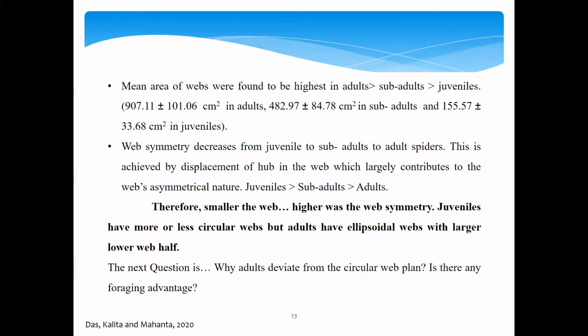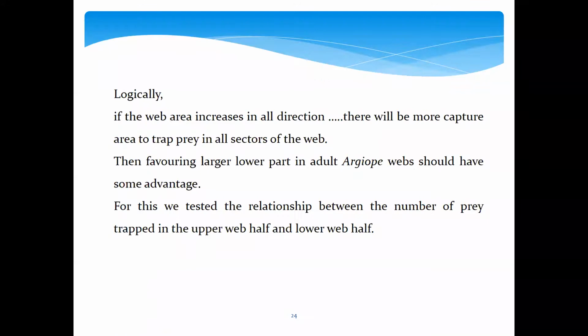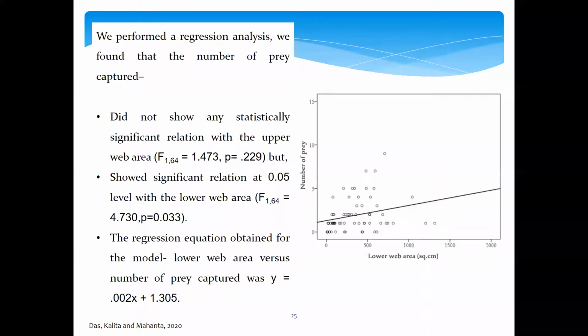Now the next question is, why do adults deviate from the circular web plan? Is there any advantage? Logically, if the web area increased in all directions, there would be more capture area to trap different types of prey in all sectors of the web. Then favoring the larger lower part by adult Argiope should have some advantage. So for this, we tested the relationship between the number of prey trapped in the upper web half and the lower web half, to see if there is any foraging advantage.